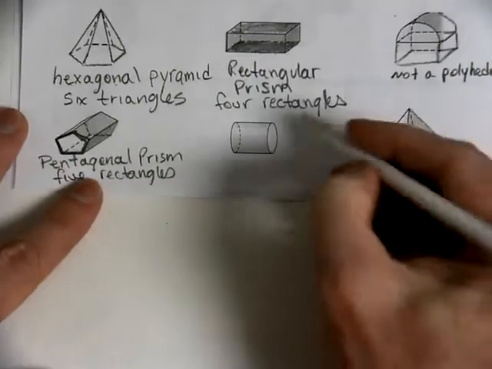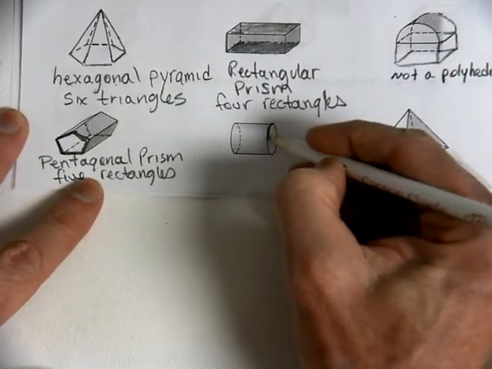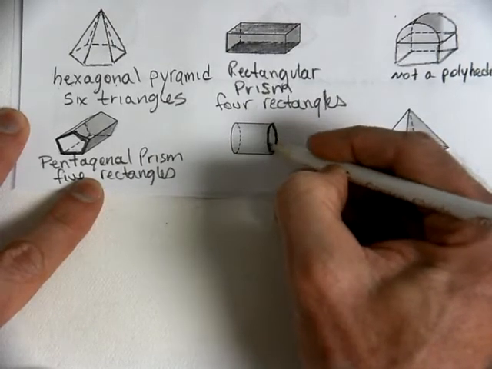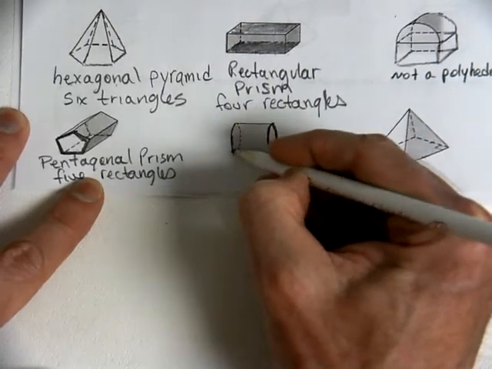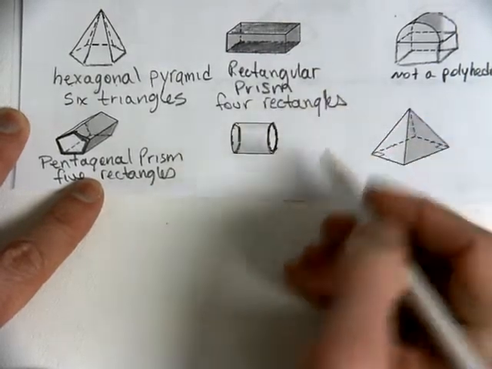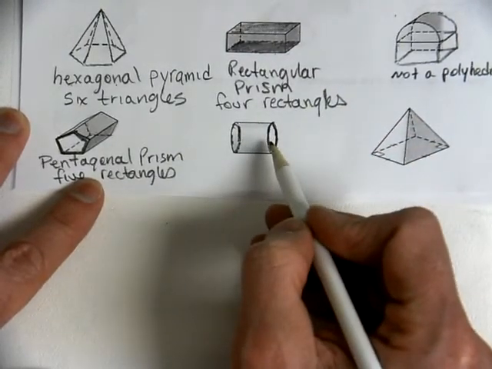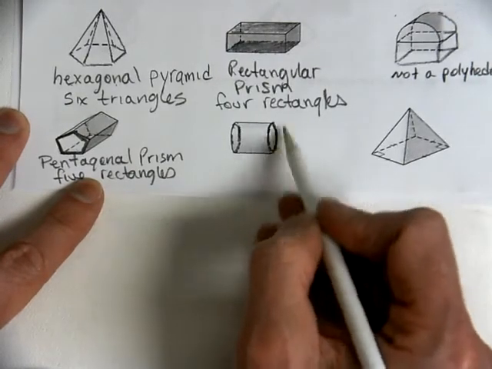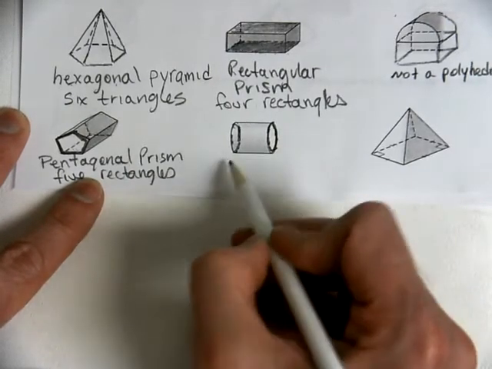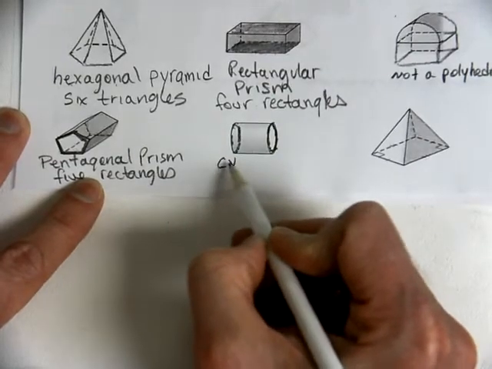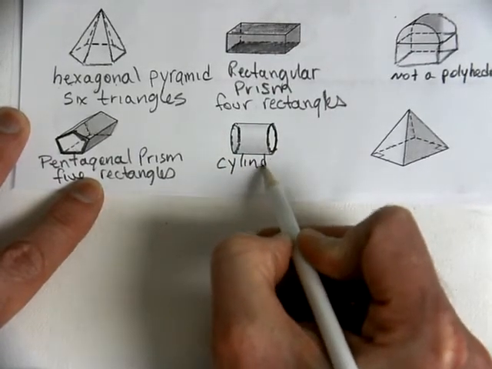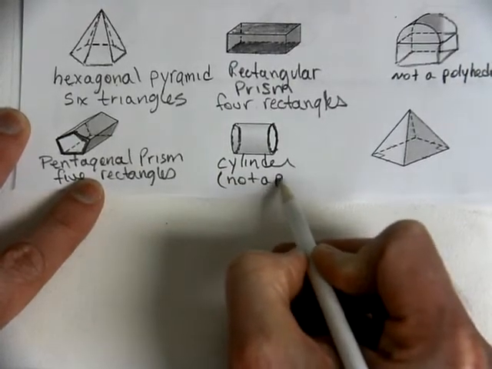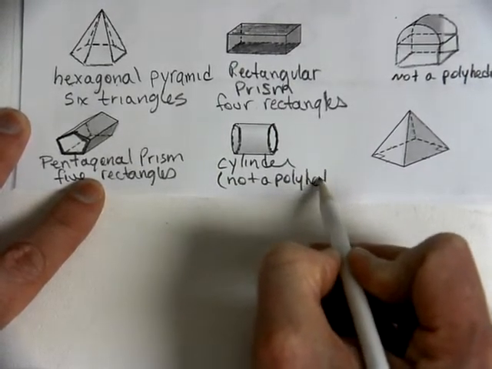We look at the next shape and we notice the shape that's being repeated throughout the entire figure. Those are circles, or at least some sort of oval, but it's probably more like a circle. This would be called a cylinder. And a cylinder is not a polyhedron.